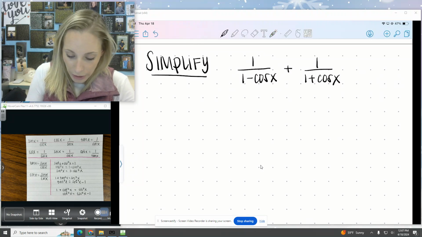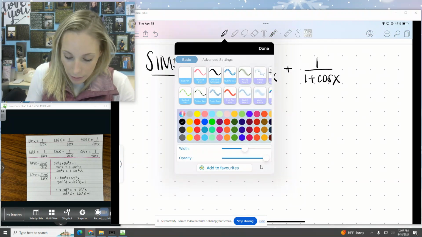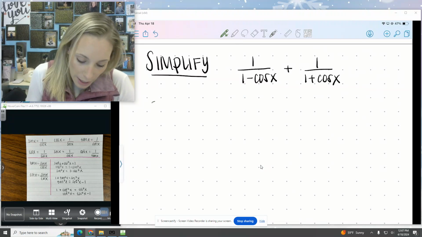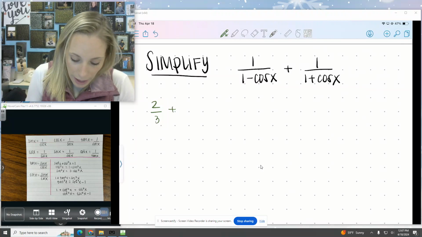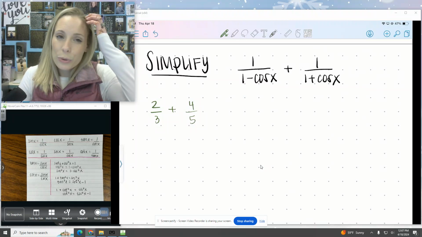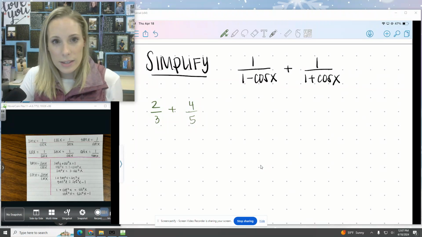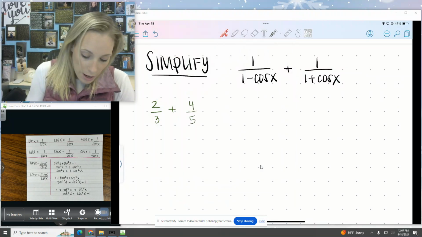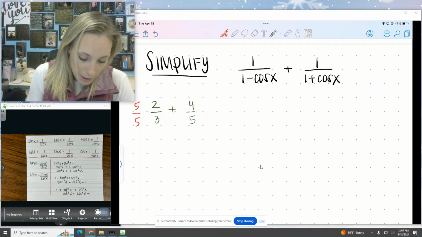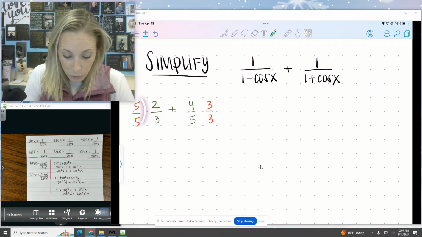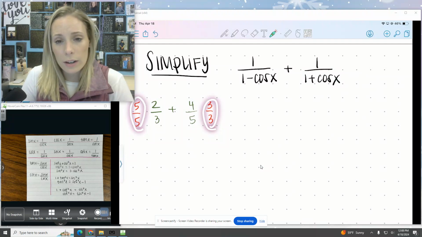Let's do a little side journey here and talk about what if this was just numbers. Let's say we had 2/3 and we were adding that to 4/5. How would you figure out what the total was? Well, you have to get a common denominator, right? So you try to figure out how to get the denominators the same. I'm going to multiply by 5/5 and 3/3. Why am I allowed to multiply by 5/5, and by something different over here?